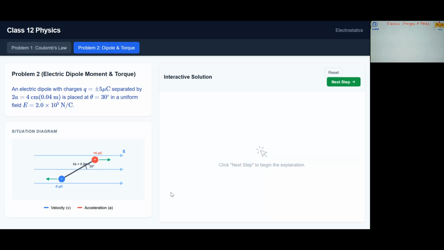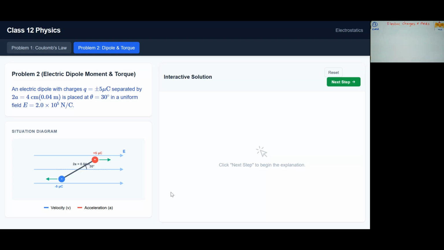Look at our diagram. The blue lines pointing to the right represent a uniform electric field. Inside it, we have our dipole tilted at a 30 degree angle. First things first, we need to calculate the dipole moment, defined by the letter small p. The formula is simple. p is equal to q into 2a.